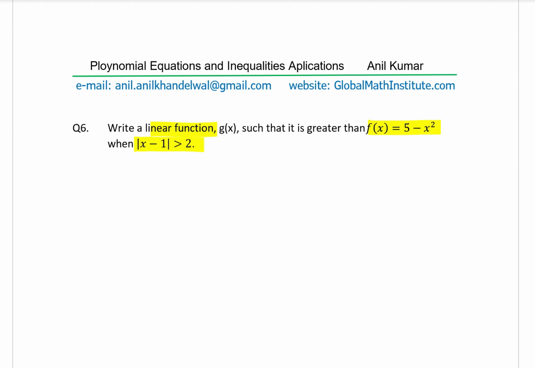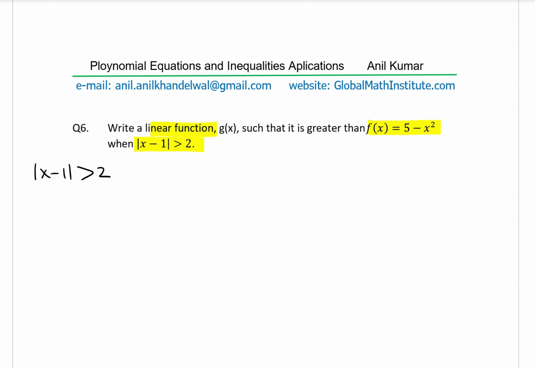So it says write a linear function g(x) such that it is greater than the quadratic function, which is a parabola moving downwards, when the absolute value of x minus 1 is greater than 2. So we have to find this interval. Okay, so we can begin with the absolute value of x minus 1 greater than 2. So we should solve this.